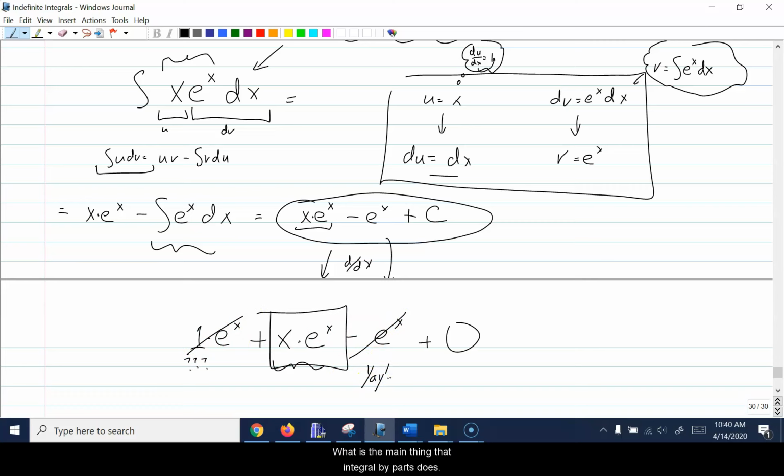Yay! And this is the main thing that integration by parts does: this needs the product rule. One part is going to be the thing you want, the other part is going to be some other garbage that you don't want, and the second integral you're doing is figuring out what is going to cancel the garbage you didn't want. Let's try some more of these.